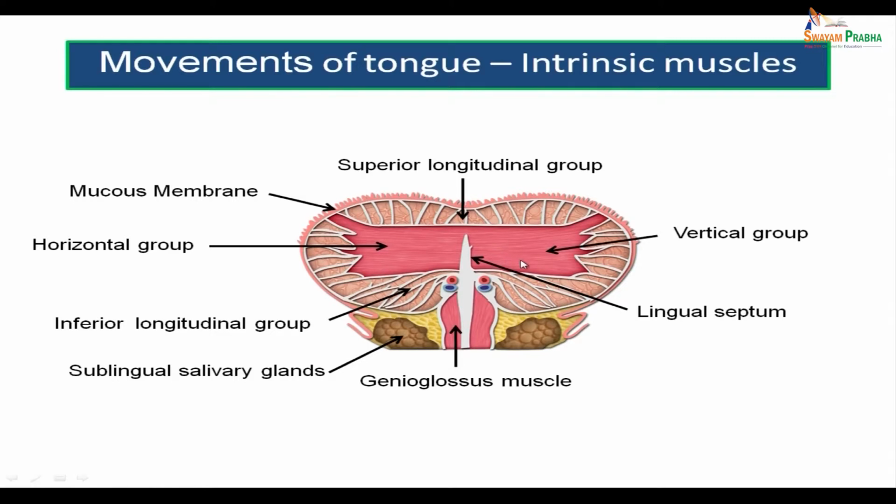So, you have four sets of intrinsic muscles: the superior longitudinal, the inferior longitudinal, the horizontal group, which extends from the midline fibrous septum sidewards horizontally, and you have a vertical group which is running between the superior and the inferior longitudinal group of muscles.